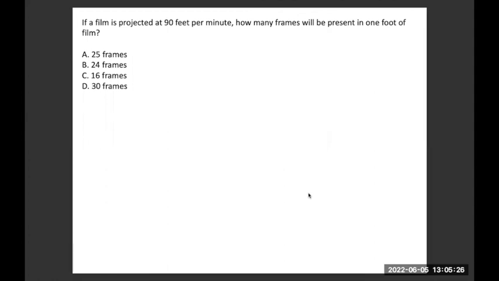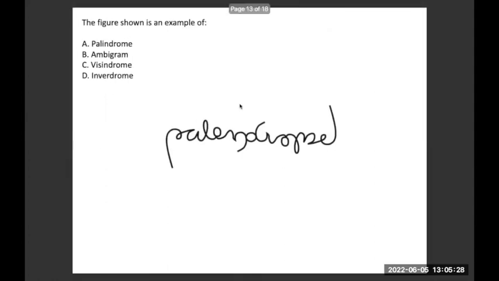Can we take one more? This is fairly simple. This is the last one, and then we'll end this session. So this image which you're given is an example of what? Again, I would suggest you search what is a palindrome and what is an ambigram. The last two words, lysandrome and inwardrome, are basically just made up. I don't think there's anything like a lysandrome or an inwardrome.